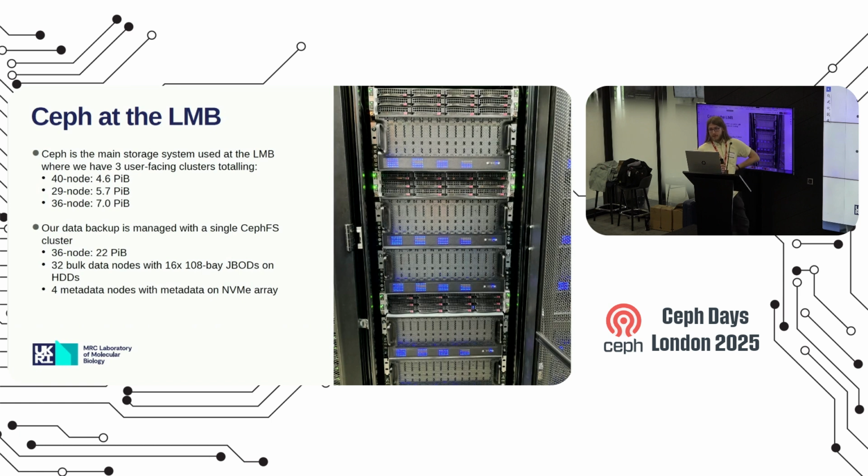So our backup cluster, which we've called Pebbles, is a 36-node cluster consisting of 16 60-bay JBOD units attached to 32 bulk data nodes. So that's 2 heads per JBOD and 4 metadata nodes, where 3 of them run our 3 monitors, managers, and metadata server daemons. So our bulk data pool is stored on spinning SAS disks, whilst our metadata is stored on NVMes. We have 8+2 erasure encoding on our bulk data pool and double replication on our metadata pool.